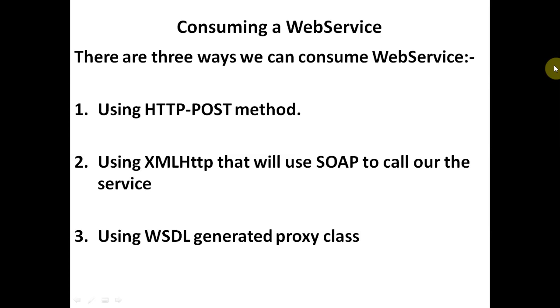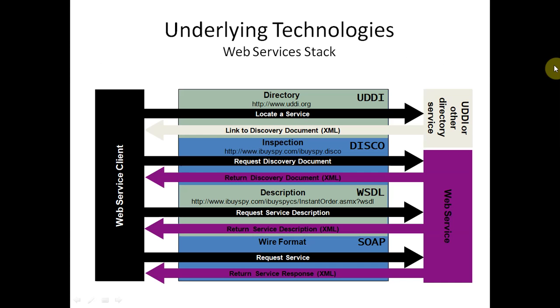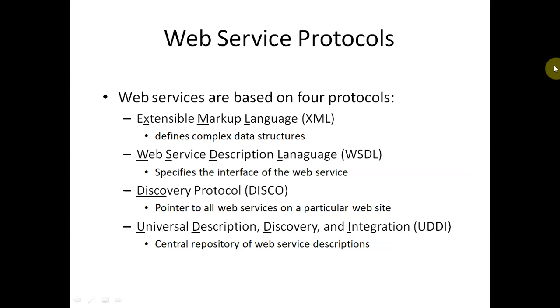First is GET and POST, second is SOAP by using HTTP, and third is WSDL. So we have different technologies and different protocols. The XML protocol is used for web services, and it is for complex data structures. WSDL is used to specify the interface of the web service, and then there is the discovery protocol.